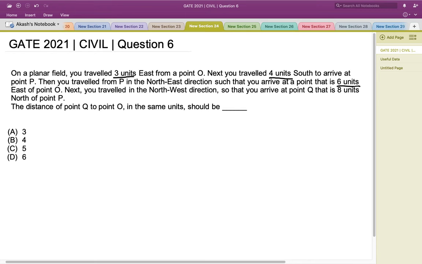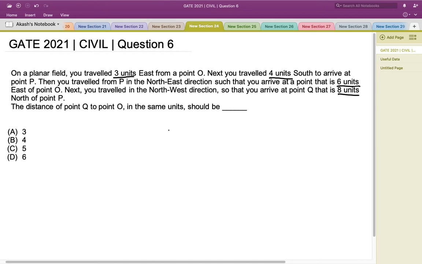Next, you traveled in the northwest direction so that you arrive at point Q that is 8 units north of P. The distance of point Q to point O in the same units should be. So we have been given some set of paths and directions, and we have to determine the path between 2 points that are formed on the basis of the given directions.